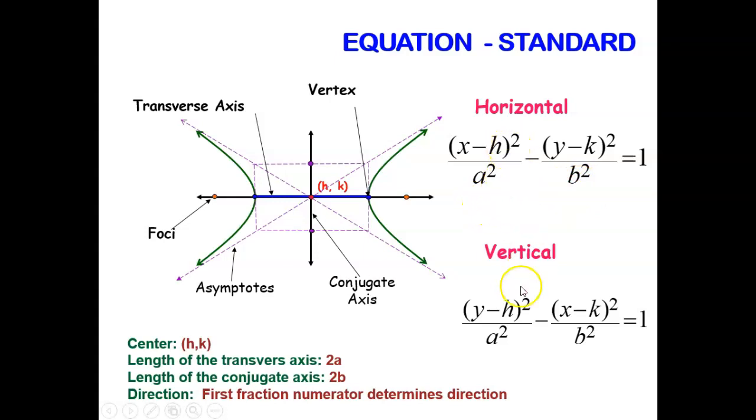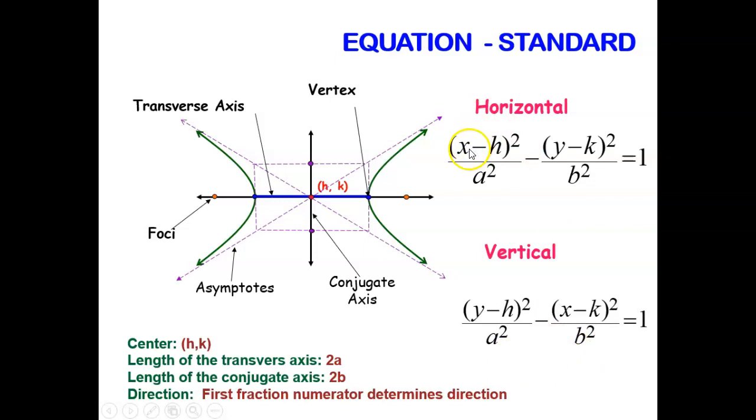Okay, so now let's look at these two equations. We have x first here, we have y first there. So that's different, right? Now it's the x and the y changing, not the bottom numbers. So a squared will always be first in both equations. B squared will always be second in both equations. We just figure out the orientation by looking at the very first numerator.